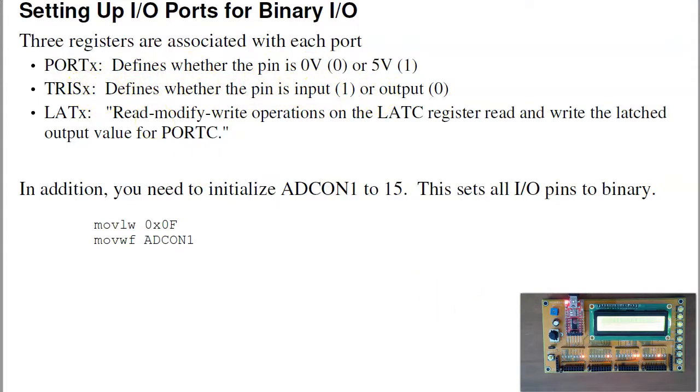So I could say, let's take the top half of port B and make it output, 0, 0, 0, 0. Take the lower half, make it input, 1, 1, 1, 1. And I would just have 0F, 0000 1111, for TRISB.